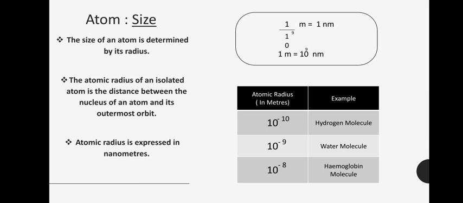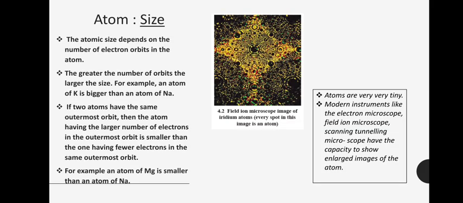So how do we determine the atomic size? We can determine the atomic size by determining its radius. How do we determine the radius? We determine the radius by determining the distance between the nucleus of an atom and its outermost orbit. Followed? Moving on to the next slide, the atomic size will depend upon a few factors.